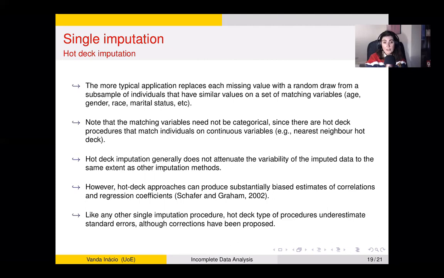And it has been shown that hot deck imputation generally does not attenuate the variability of the imputed data to the same extent as other imputation methods, but it can produce substantially biased estimates of correlations and regression coefficients. And again, as with any other single imputation method, it underestimates the standard errors, and corrections have been proposed. But again, hot deck we can also extend to the case of multiple imputation, where we create several copies of the data set, and then we impute each copy using a hot deck procedure. So we look for individuals similar to the individual that has missing values, and we then use one of the values of those individuals to donate the value. Okay. And that's basically it about hot deck.